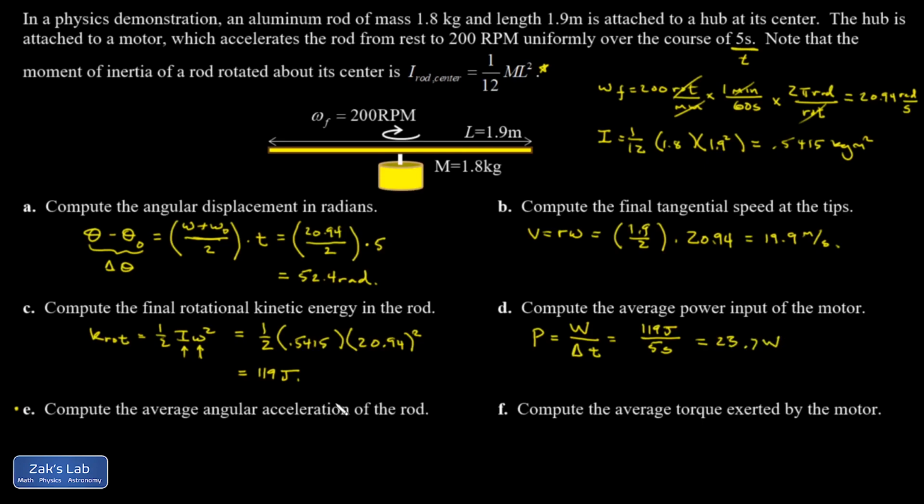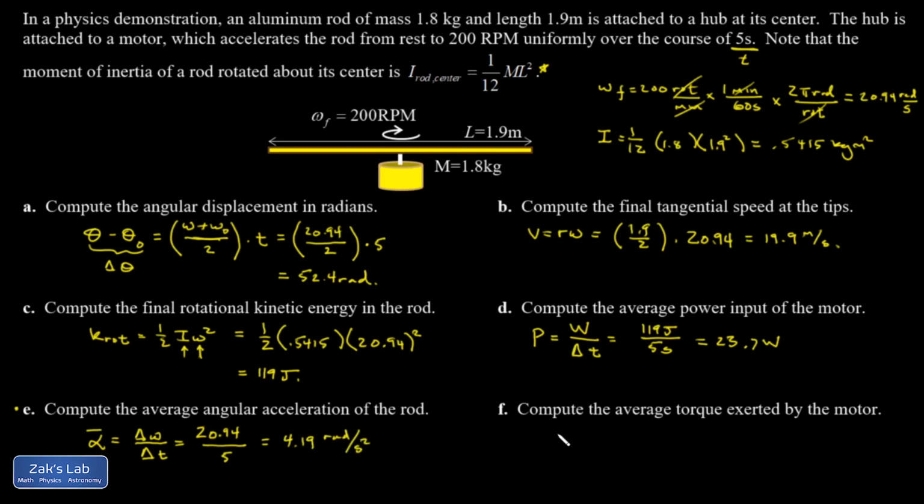Part E, compute the average angular acceleration of the rod. All right, I just look at the change in the angular velocity divided by how long it took. And the initial angular velocity was 0, so this is just going to be 20.94 over 5 seconds. And I get 4.19 radians per second squared.